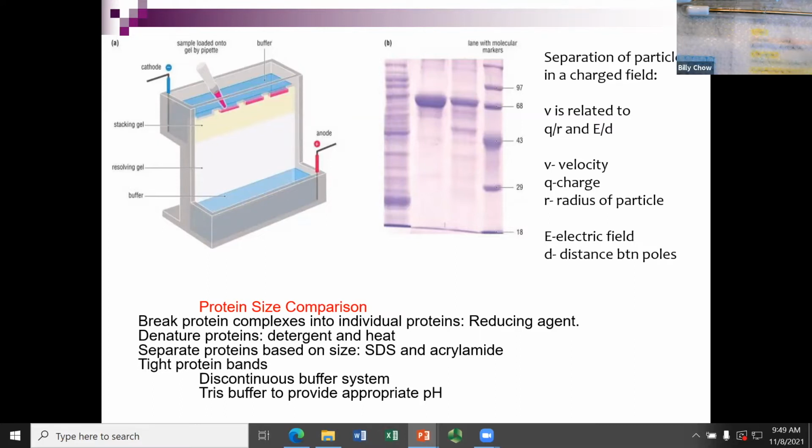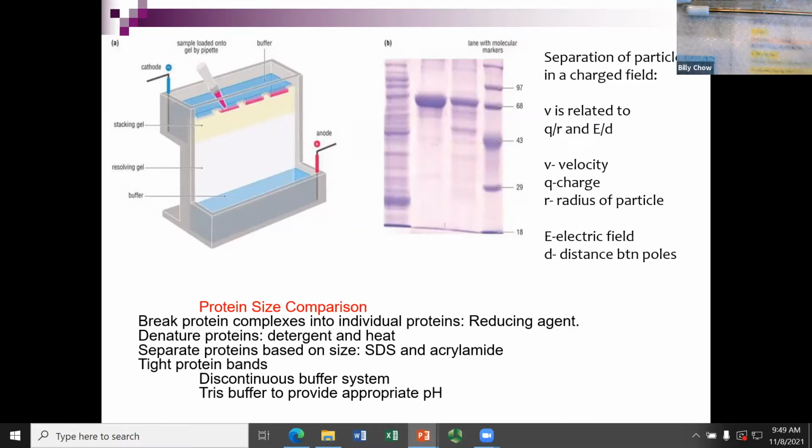So before we talk about the principle behind this separation, remember first of all that the stacking gel is to stack all the proteins together into a very tight band. And this is achieved by a discontinuous buffer system, by changing the pH along this whole system. And we'll go through that later on in today's lecture.